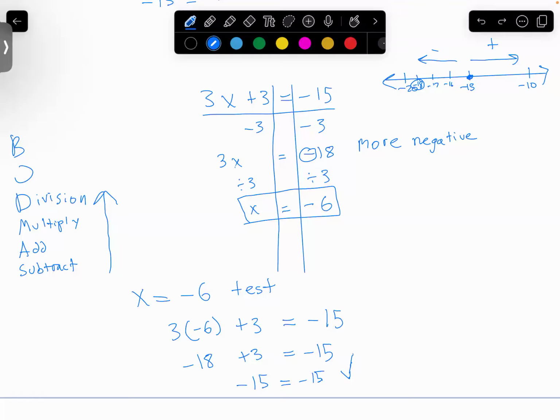Okay, they have understood. So do they understand why x equals -6?